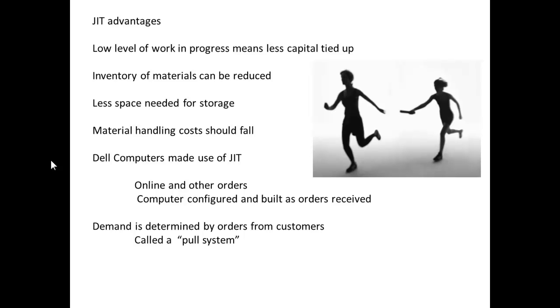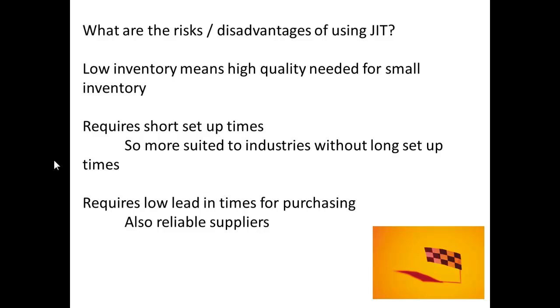A firm like Dell Computers introduced JIT. So what they were doing, and still do, is in fact they take online orders and other orders, and as each order comes in, so each computer is configured and built as orders are received, so the customers can have different specifications. We actually give that idea a name. We call it a pull system because the demand for the computers is actually being determined by the orders from the customers. In other words, the production is being pulled through assembly.